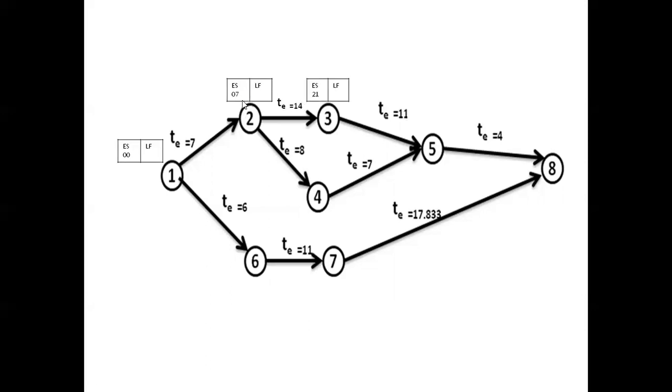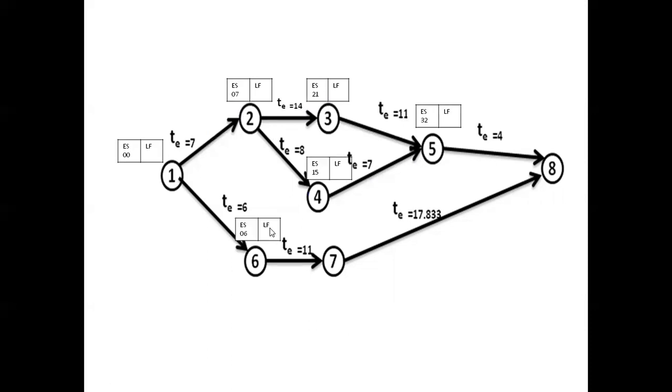Then for the third event, 7 plus 14 is 21. Then for the fourth event, it is 7 plus 8 is 15. Then for the fifth, here 21 plus 11 makes 32, whereas 15 plus 7 makes 22. Among the 32 and 22, 32 is to be considered because on the 32nd day, 3 to 5 and 4 to 5 will be completed.